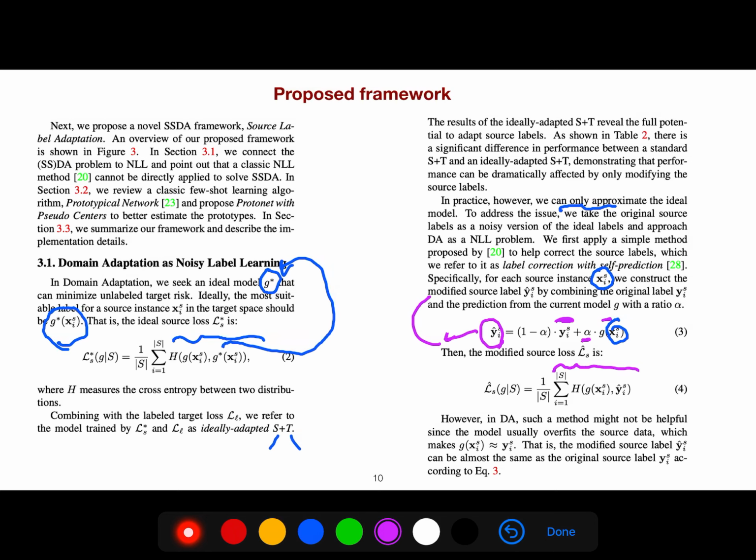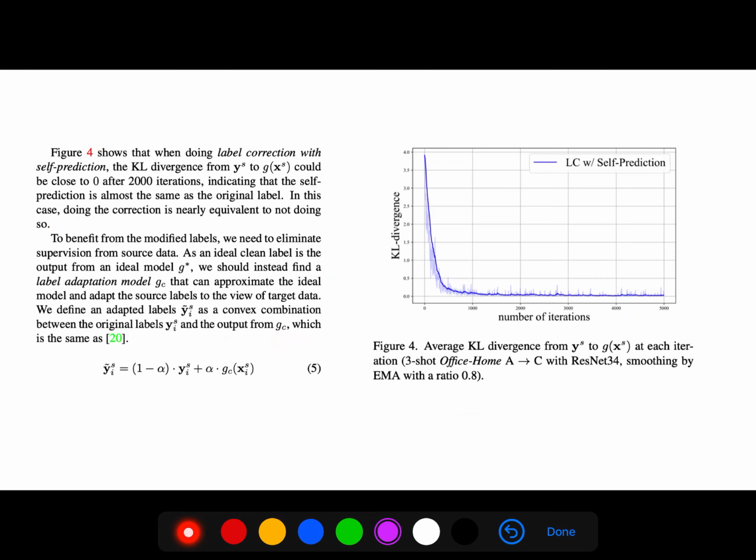However, in domain adaptation, such a method might not be helpful since the model usually overfits the source data. And so you see in figure 4 the KL divergence from y sub s to g at each iteration. It shows that when doing label correction with self-prediction, the KL divergence from y sub s to g could be close to 0 after 2000 iterations, indicating that the self-prediction is almost the same as the original label. So in this case, doing the correction is nearly equivalent to not doing so.